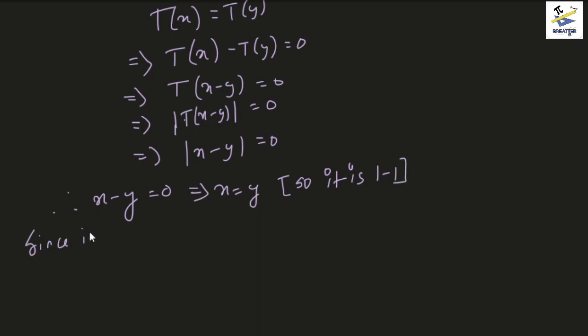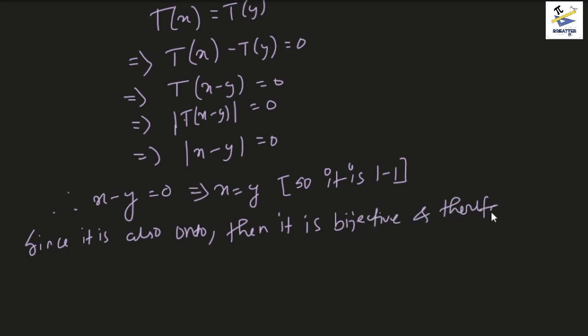Since it is also onto, it is bijective, because it is both one-one and onto. Therefore T inverse exists. T inverse only means that T inverse of T of x is equal to x.